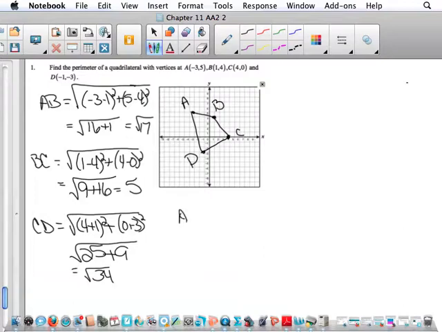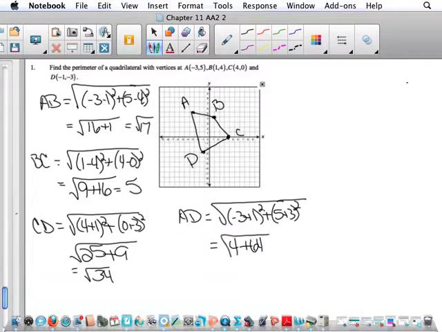And finally, AD is equal to the square root of (-3 plus 1) squared plus (5 plus 3) squared. So that's going to be 2 squared, which is 4, plus 8 squared, which is 64, square root of 68, which we can simplify to 2 square root of 17.